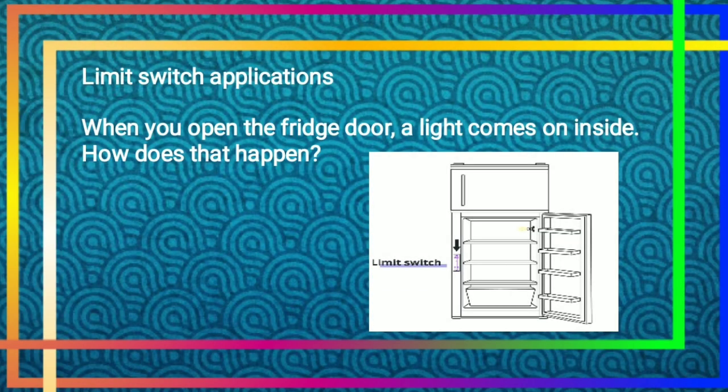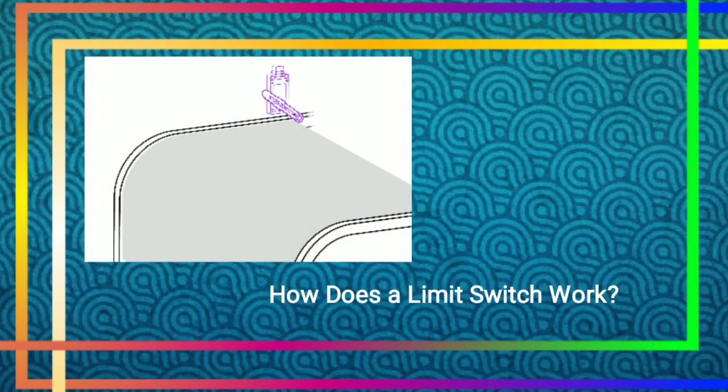When you open the fridge door, a light comes on inside. How does it happen? Yes, you guessed it. A limit switch is used to detect if the fridge door is open or closed. Let's look at another application of a limit switch that you may encounter at home. On many overhead garage doors, there's a limit switch that stops the movement of the door when it reaches its fully open position.